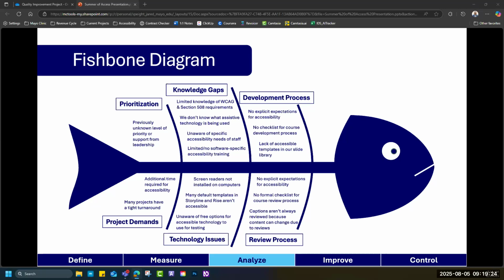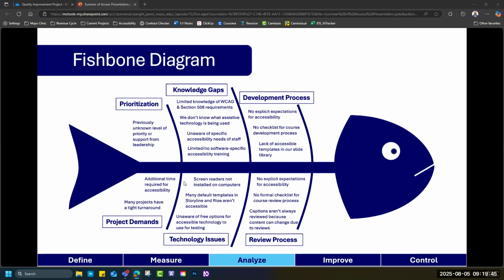And we know that project demands, especially when tight timelines are involved, have a large impact on e-learning. We do have that on our chart. So once we came up with this brainstorm list, we kind of grouped them into categories, and these were the causes that we were looking at for why our courses were not accessible.